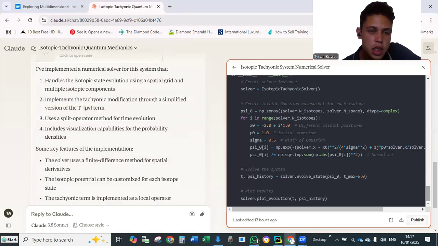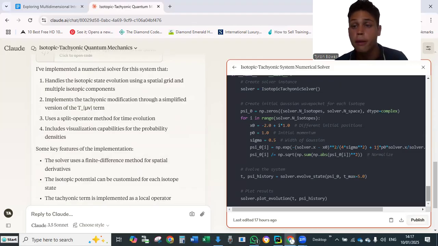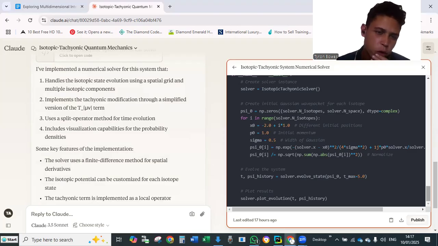I've implemented a numerical solver for the system that handles the isotopic state evolution using a spatial grid and multiple isotopic components. It implements a tachyonic modification through a simplified version of the whatever term, because I don't know what that means. I don't even know how to pronounce that. Do I look like I speak Greek? I don't speak fluent Greek. Anyway, it uses a split operator method for time evolution and includes visualization capabilities for the probability density.